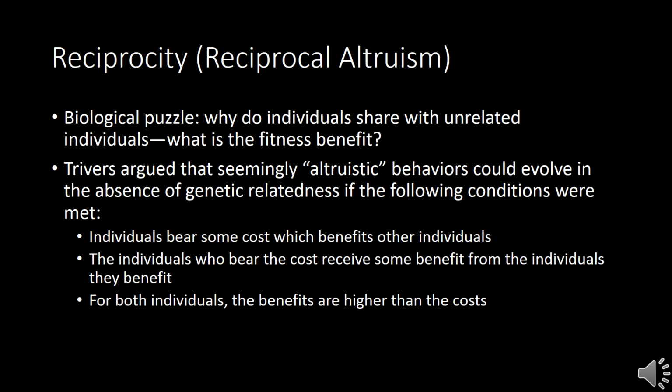We've seen why individuals share with kin, because when they do so, they're helping copies of their own genes. But this then begs the question of why individuals would share with unrelated individuals, a phenomenon that is very common in humans. Trivers came up with a hypothesis to explain this seemingly altruistic behavior. He argued that helping behaviors could evolve in the absence of genetic relatedness if the following conditions were met. First, individuals bear some cost which benefits other individuals. Secondly, the individuals who bear the cost receive some benefit from the individuals that they benefit. And finally, for both individuals, the benefits are higher than the costs.